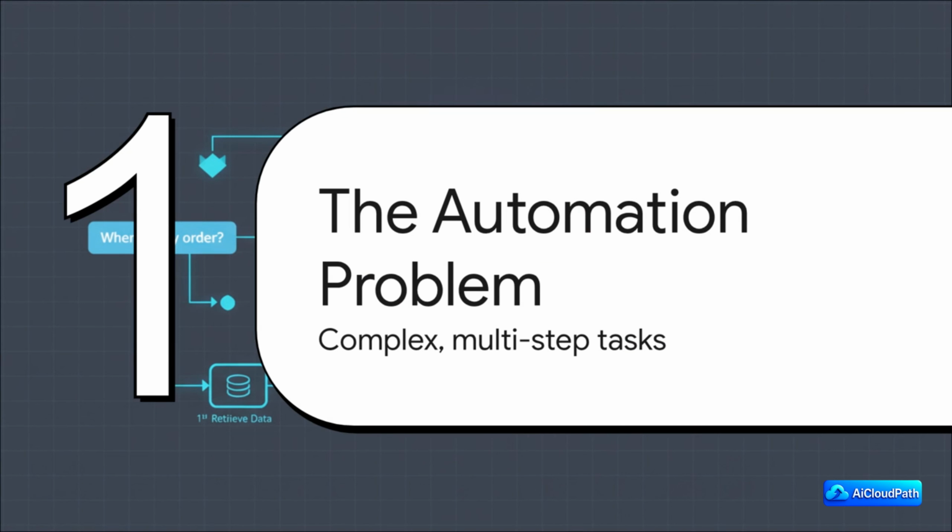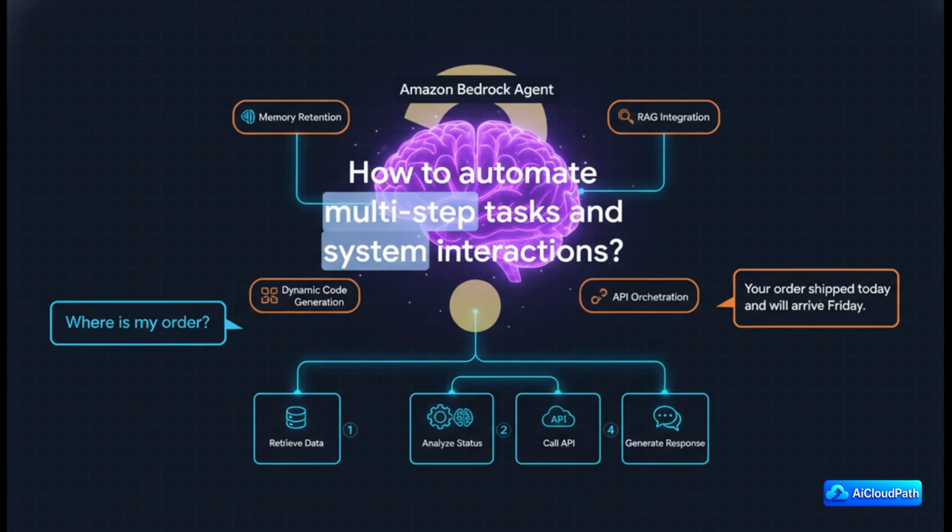Okay, so let's kick things off by framing the challenge here. We're talking about automating tasks that are anything but simple. Yeah, this isn't your basic if this, then that kind of stuff. We're talking about real workflows, the ones that need to check a database, then talk to another service, and then make a smart decision based on all that information.